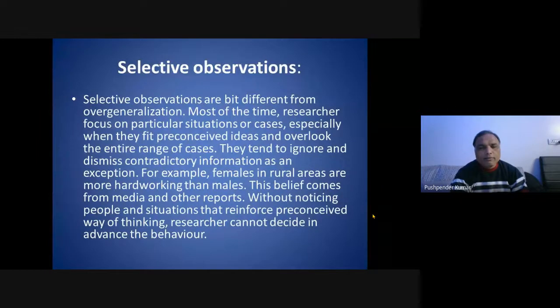If there is contradictory information, you say it is an exception. No, it's not an exception. It is also a part of learning. It is also a part of the phenomena. That means some transition is taking place. There is a shift in the trends or pattern. So you can't overlook it. If you are overlooking it, then there would be more chances of error, right?